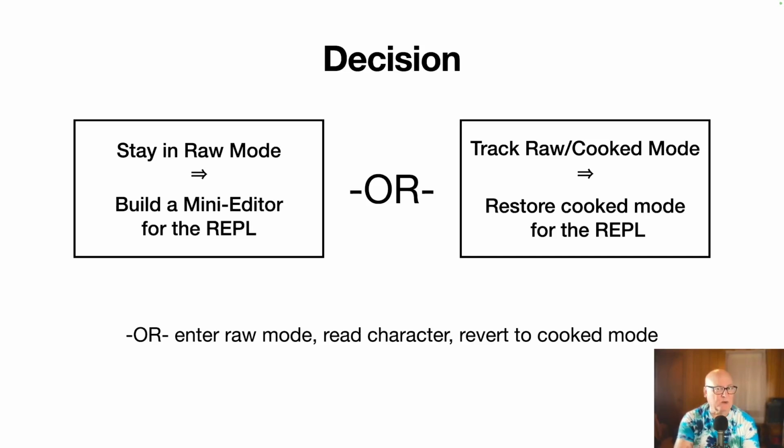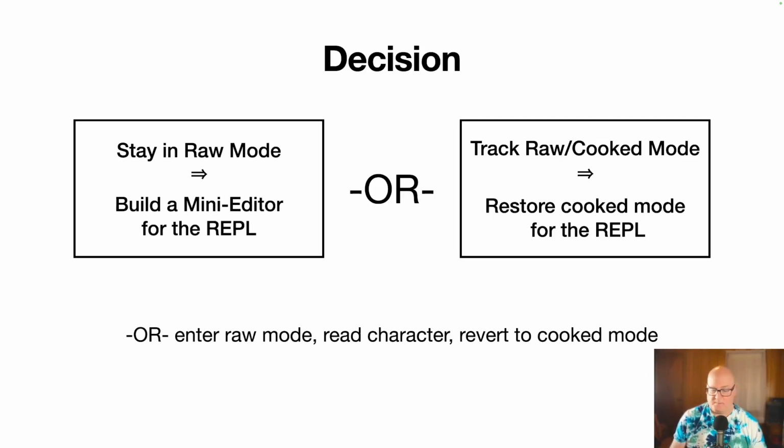Probably if that doesn't work, we'll go to the tracking idea. So when you go into the REPL, we'll switch back to cooked mode, and when it goes to run, it'll check the flag and decide if it should enter raw mode or not, and it can leave it in there, whatever we do on those lines.